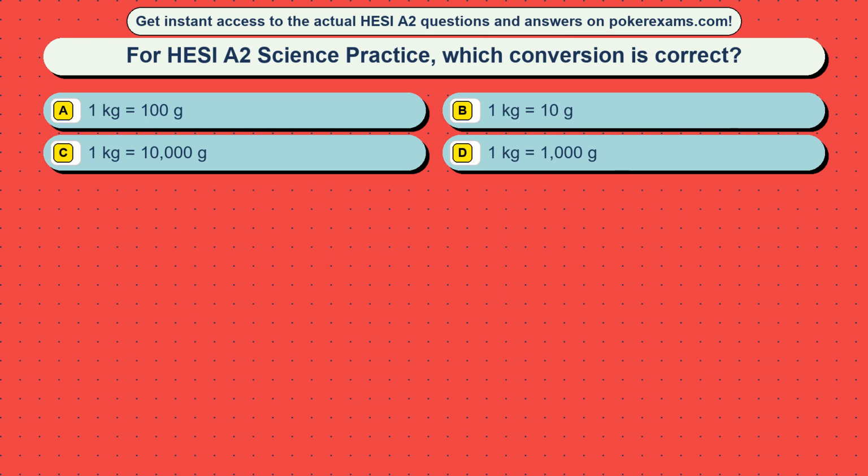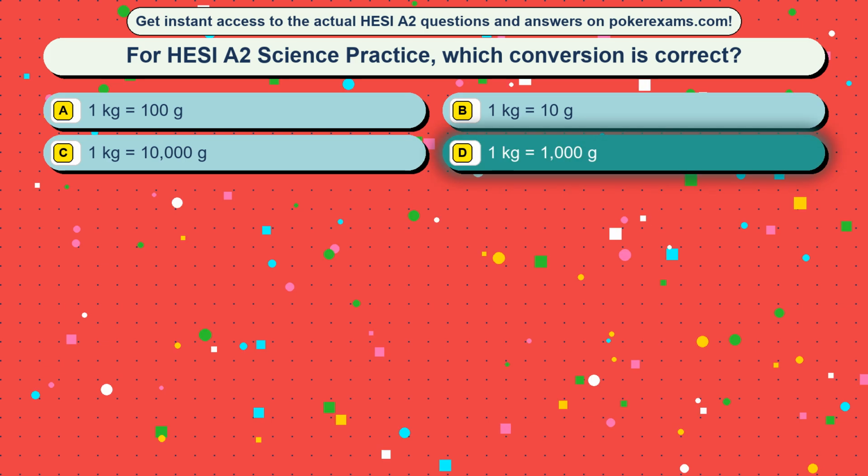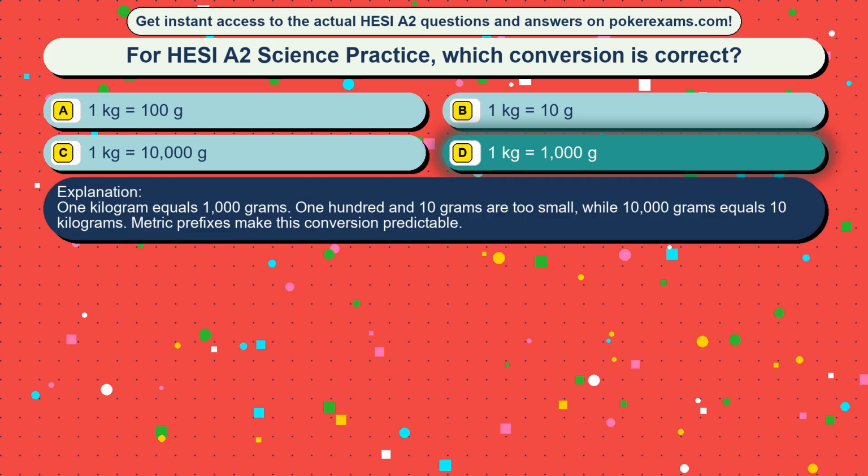Question 42. For HESI A2 Science Practice, which conversion is correct? Option A, 1 kg equals 100 g. Option B, 1 kg equals 10 g. Option C, 1 kg equals 10,000 g. Option D, 1 kg equals 1,000 g. The correct answer is option D, 1 kg equals 1,000 g. 1 kg equals 1,000 grams. 100 grams is too small, while 10,000 grams equals 10 kilograms. Metric prefixes make this conversion predictable.